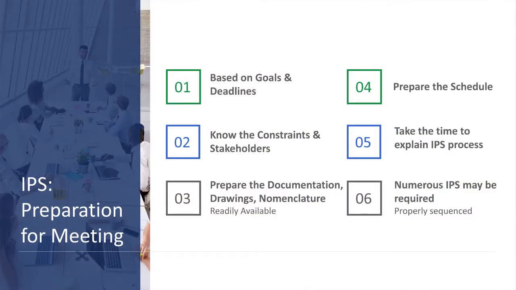That means we need to have our documentation in place and our drawings in place and our nomenclature. We can't be vetting that stuff out when you've got the 10 smartest people in the room and they're waiting for you to find a nice drawing to talk about. So those are the first 3 bullets there.